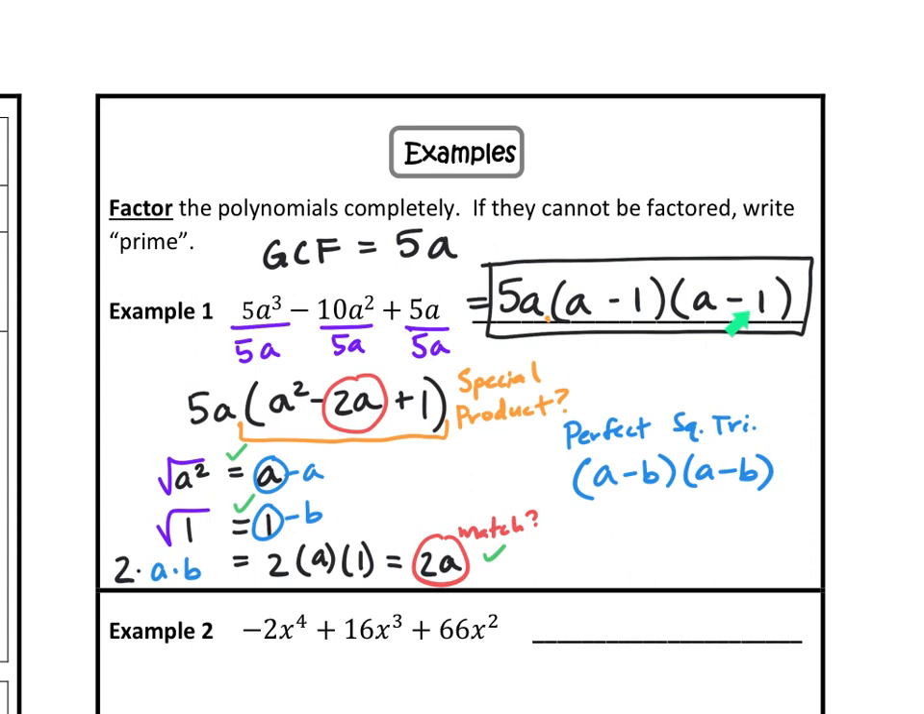And what did I put in the very, very front? The 5a. Okay. So let's go to the next one.